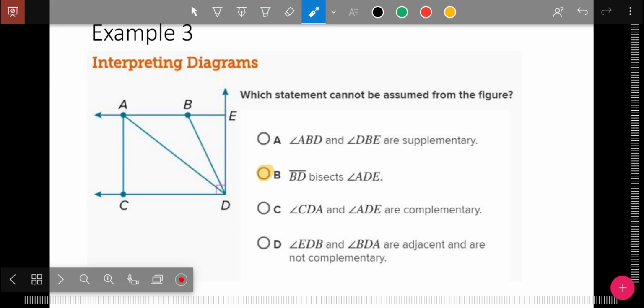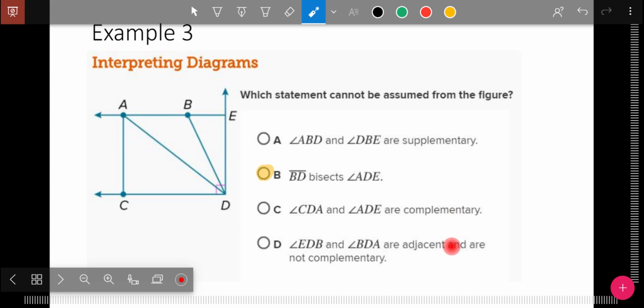The other ones here are these angles CDA and ADE. Complementary. Well, it says this is a right angle. That's what that box says. Complementary means equals 90. So then yes. And then EDB, this little angle, and BDA, this little angle, are adjacent for sure and are not complementary. Well, they for sure are adjacent, and they also don't make 90, so that means they're not complementary.